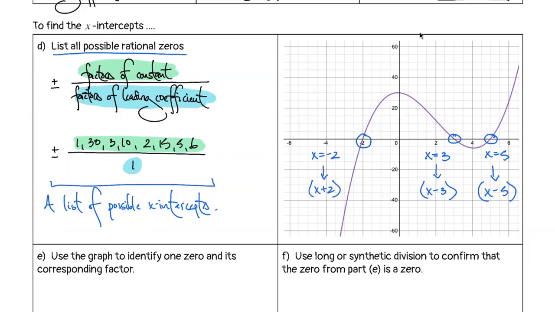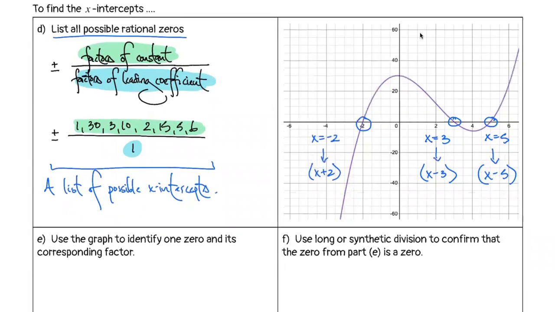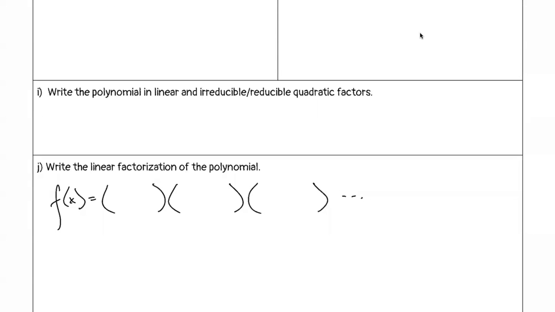Okay. So according to my graph, a good guess for the linear factorization might be x plus 2 times x minus 3 times x minus 5. So I'm going to go ahead and write that down below as a guess, okay? I think this could be x plus 2, x minus 3, x minus 5. And where did we get that? This is our guess from the graph.